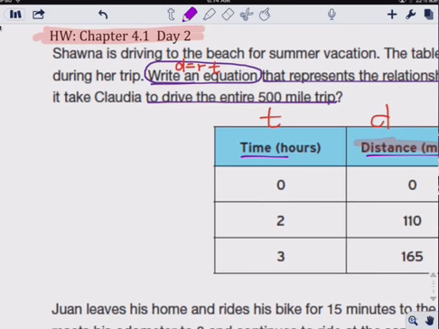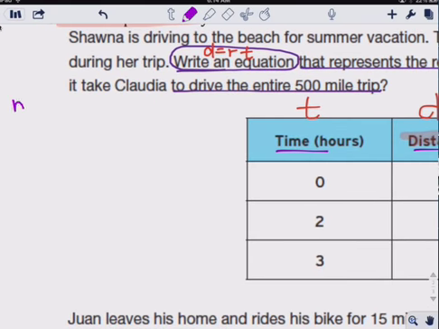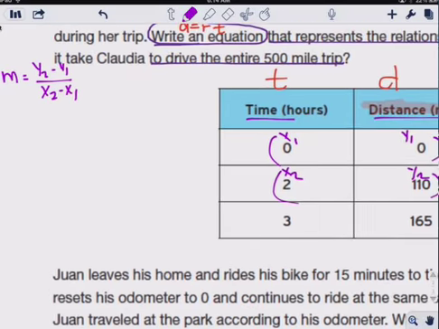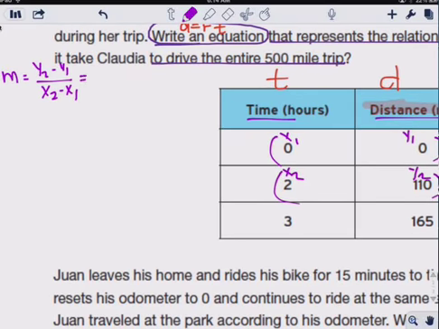The rate is the same thing as slope. Slope or rate is y2 minus y1 over x2 minus x1. So this is x1, y1, x2, y2. So it equals 110 minus 0 over 2 minus 1.